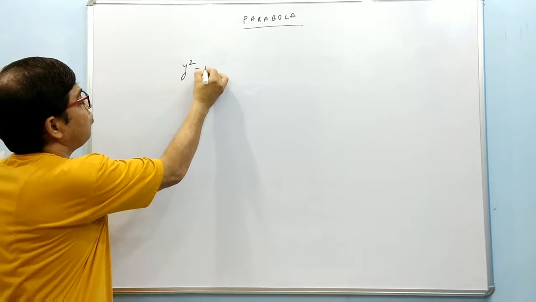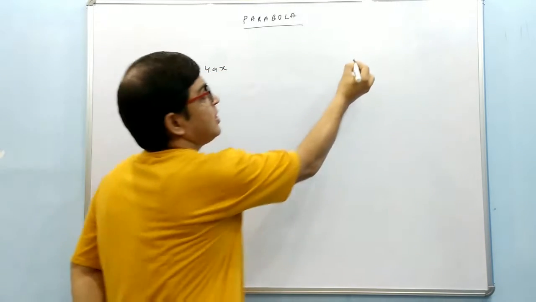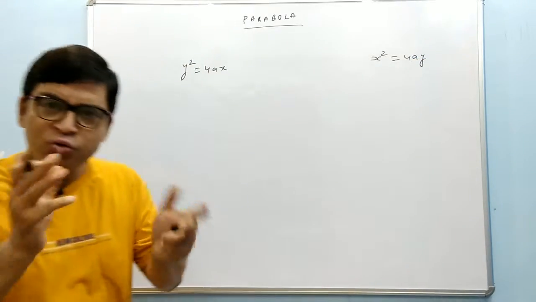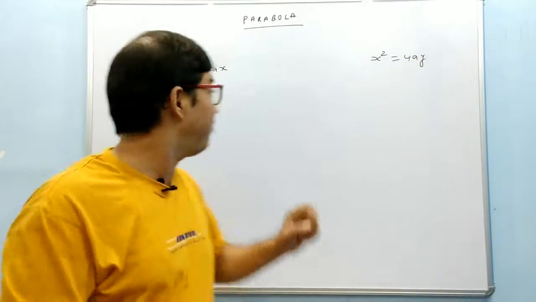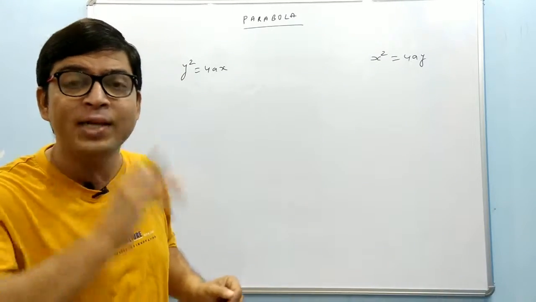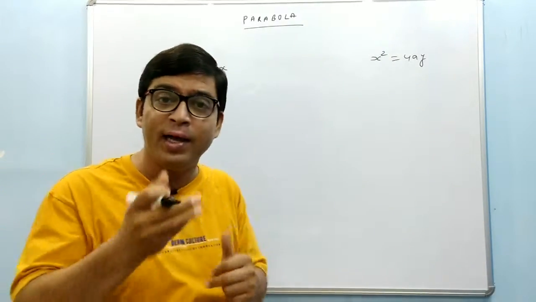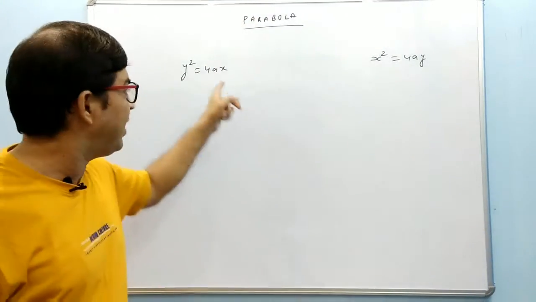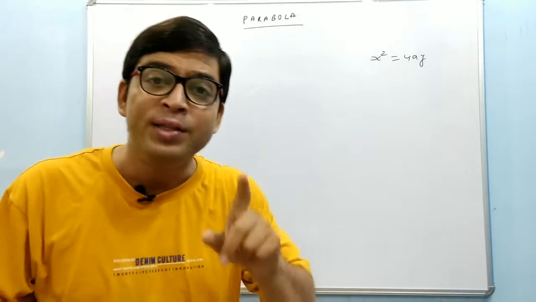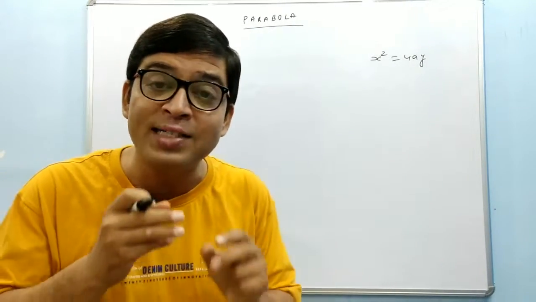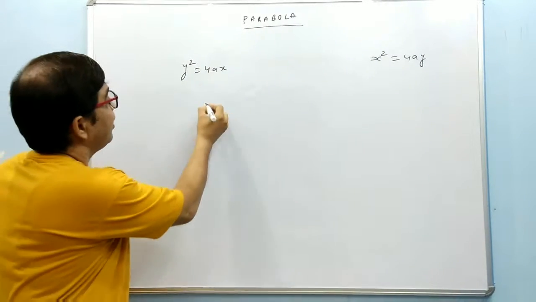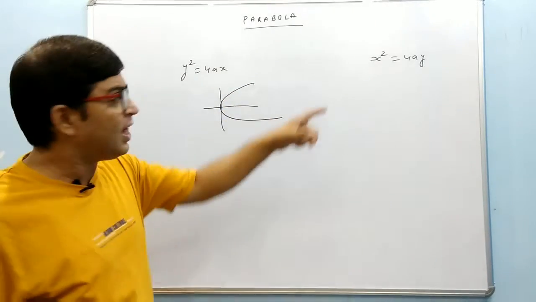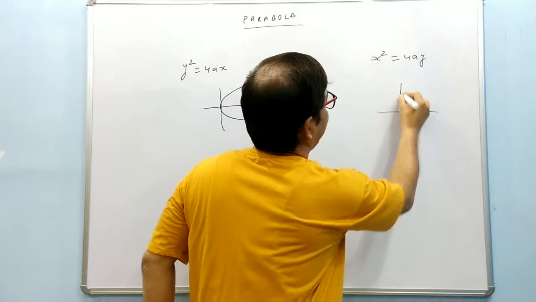One is y square is equal to 4ax type and another is x square is equal to 4ay type. How to identify? See here that one variable is in square form and another variable in linear form. Same is the case here. Here y is in square form and x is in linear form. This parabola is known as horizontal parabola. It is like this. See? And that is known as vertical parabola.